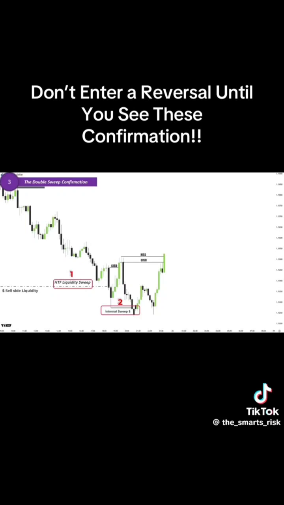So the sequence should be clear. First, wait for the major higher time frame liquidity sweep. Then, wait for the internal liquidity sweep. After that, wait for a market structure shift or change of character with displacement on the lower time frame. Once displacement appears, you can look for your entry from a fair value gap, order block, or another valid PD array inside that displacement leg. That is what turns a basic liquidity sweep into a high-probability smart money setup.